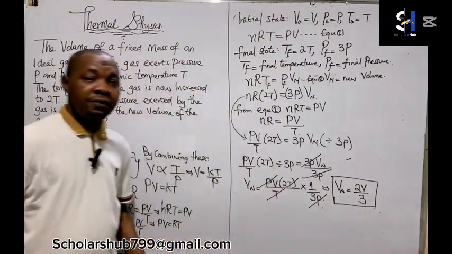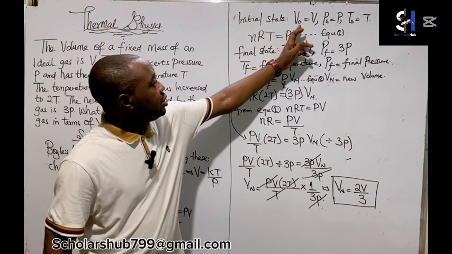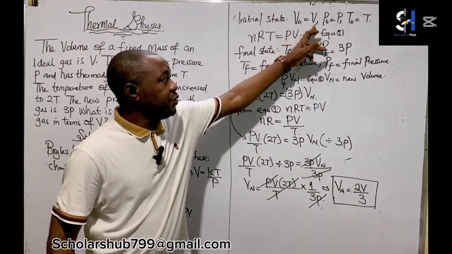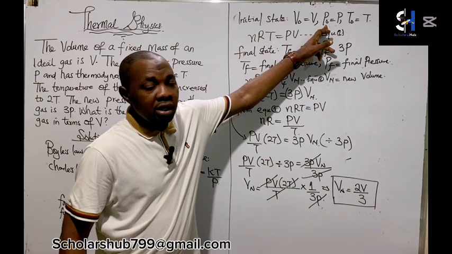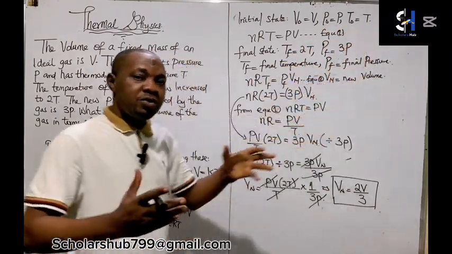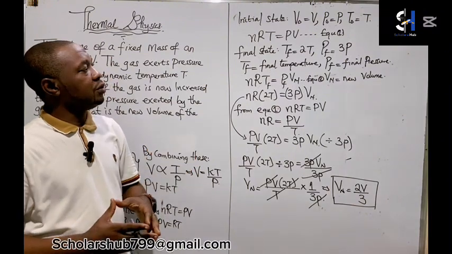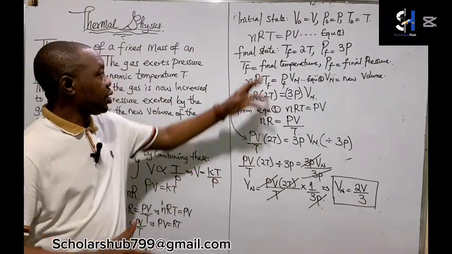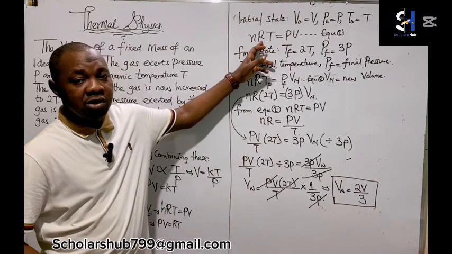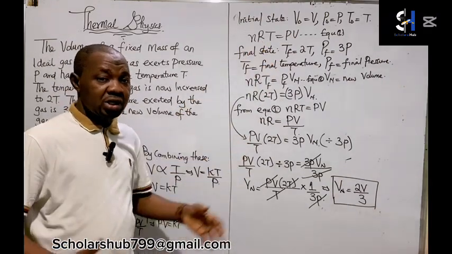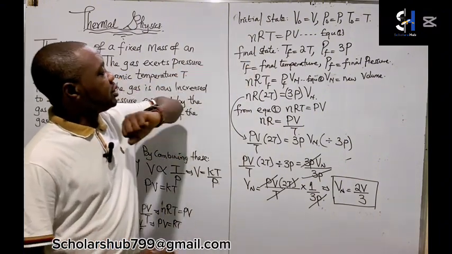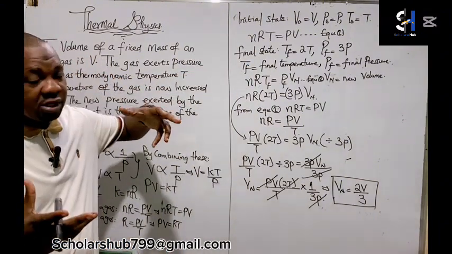So this is the new volume of the gas in terms of V. Remember, I said in the initial state, the original volume is V, the original pressure is P, and the original temperature is T. When we write the ideal gas equation, we have nRT equals PV, where R represents the molar gas constant, or the ideal gas constant. That's for the initial state.